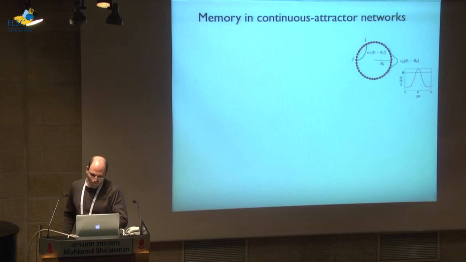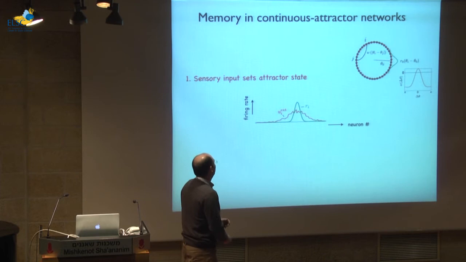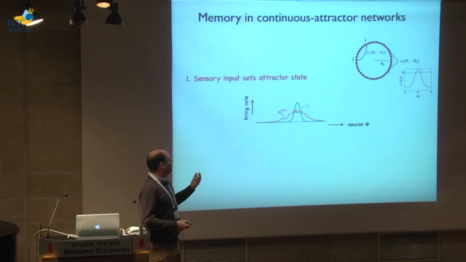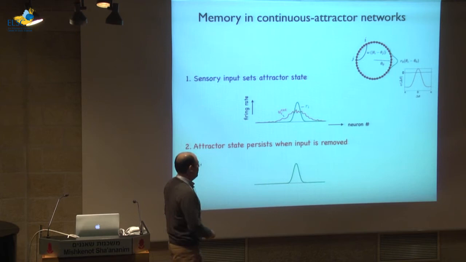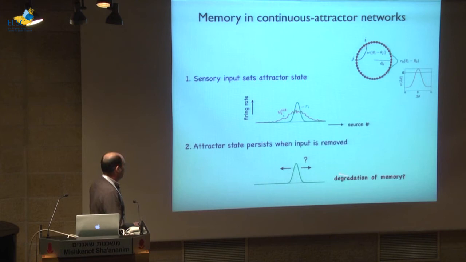Okay, so now we can imagine how this network can perform a short-term memory task. We can imagine that some inputs at time zero provide preferential excitation to some of these neurons. This sets the position of the bump. But now if we remove the inputs, the bump will remain where it is because it's a steady state of the dynamics. And if the network was deterministic, if there was no noise, this bump would remain there indefinitely. And the question that we want to understand is how noise affects the position of the bump as a function of time.